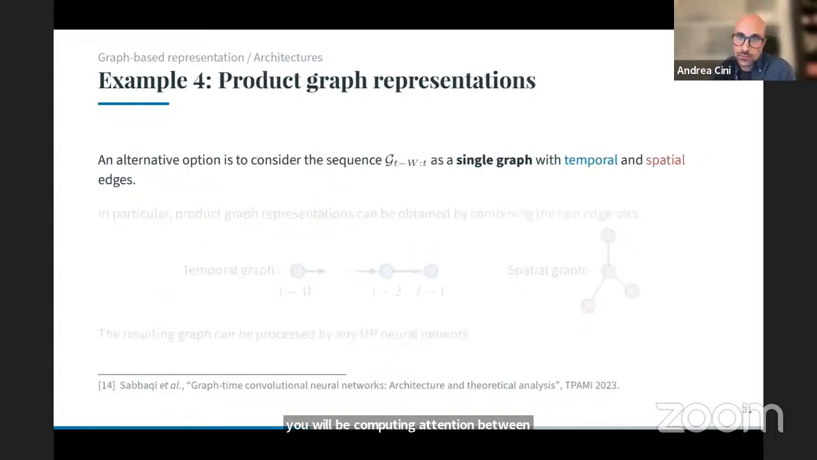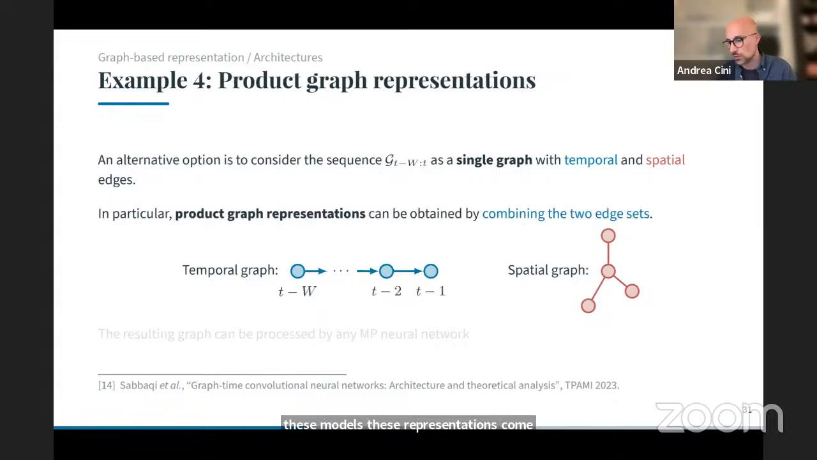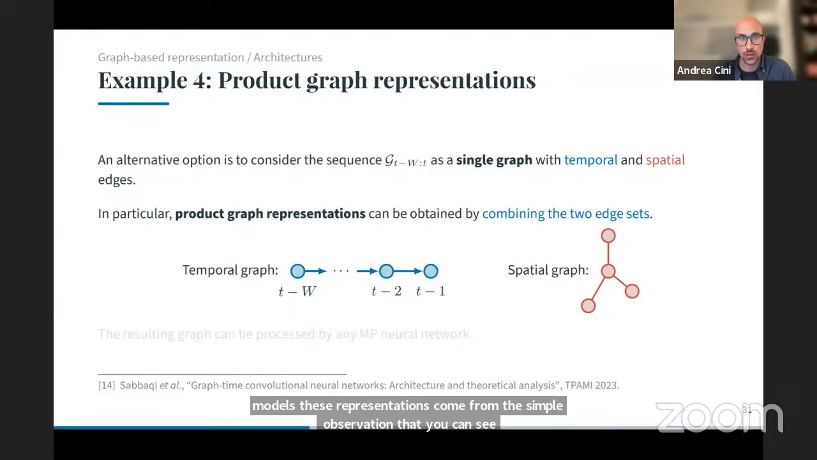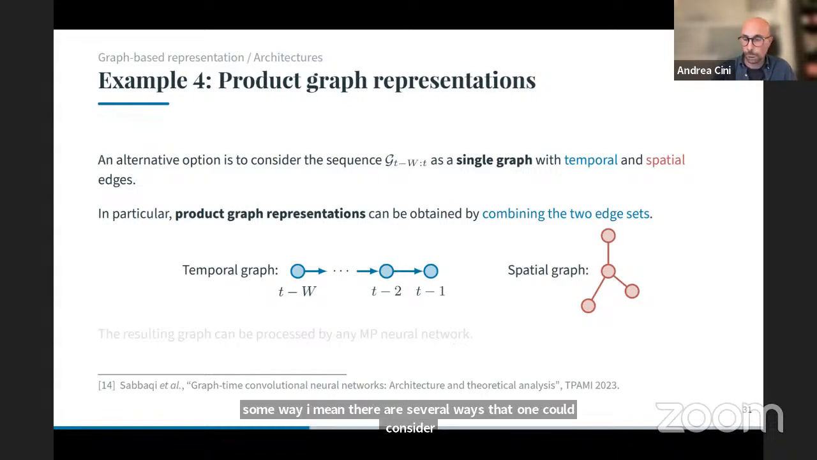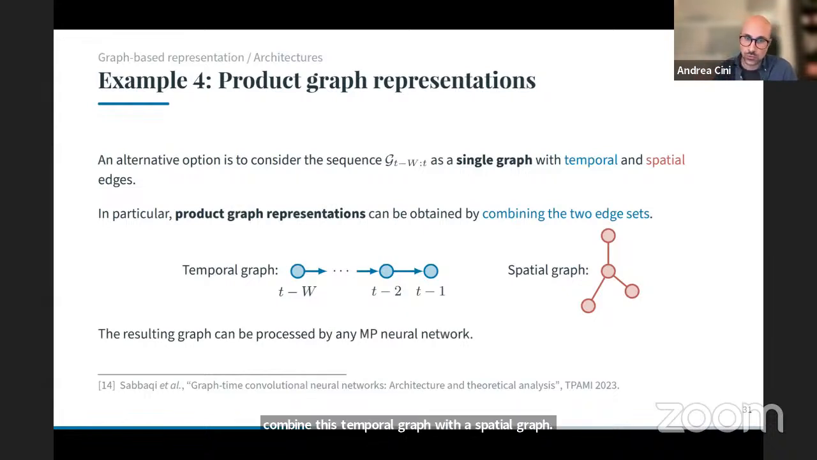We then have the product graph representations, and these representations come from the simple observation that you can see the temporal dimension as a line graph and combine in some way, I mean, there are several ways that one could consider, combine this temporal graph with a spatial graph. And then again, process the resulting representation using a standard message passing net.